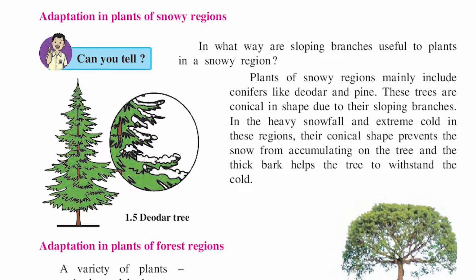Adaptation in plants of snowy regions. In what way are sloping branches useful to plants in a snowy region? Plants of snowy regions mainly include conifers like deodar and pine. These trees are conical in shape due to their sloping branches. In the heavy snowfall and extreme cold in these regions, their conical shape prevents the snow from accumulating on the tree and the thick bark helps the tree to withstand the cold.